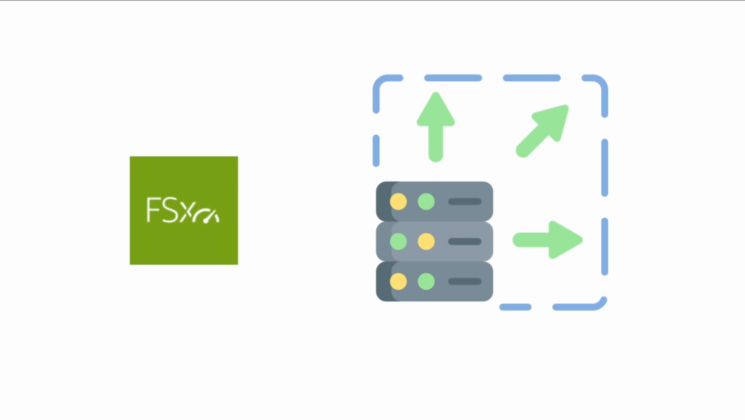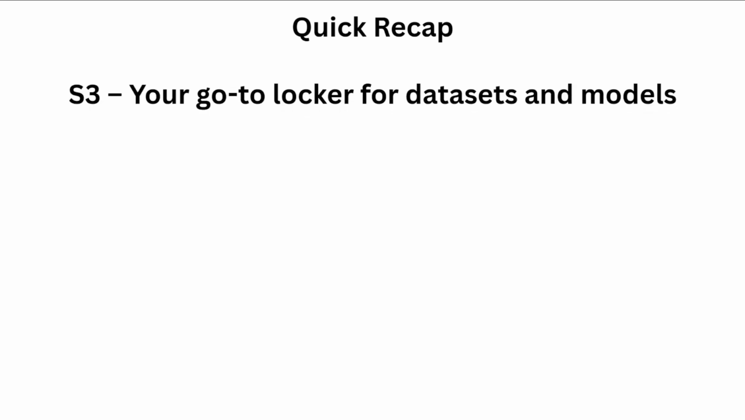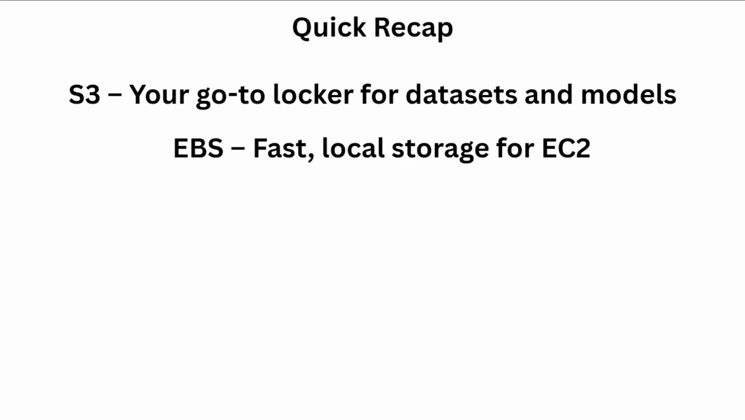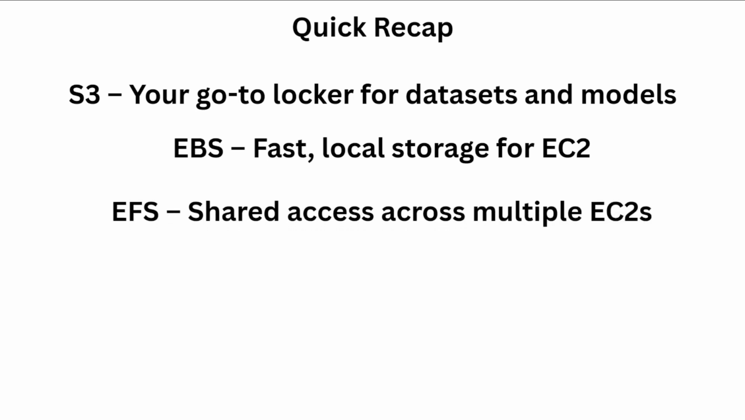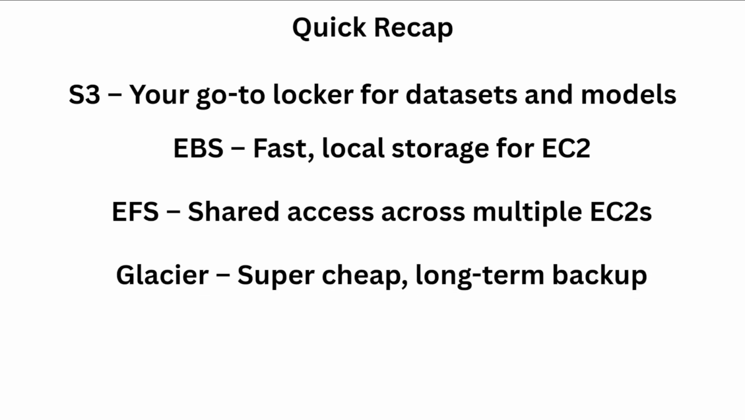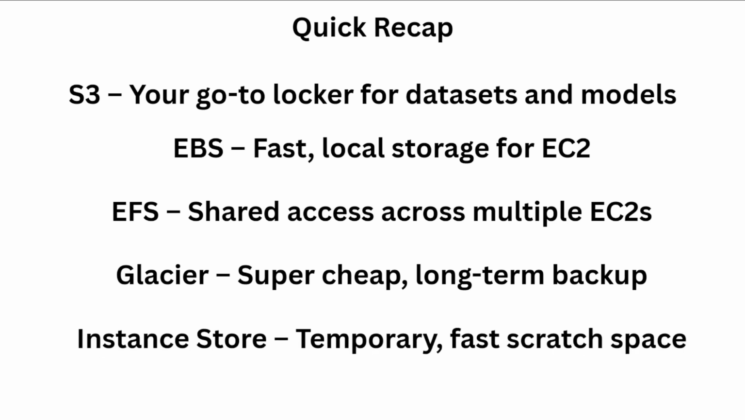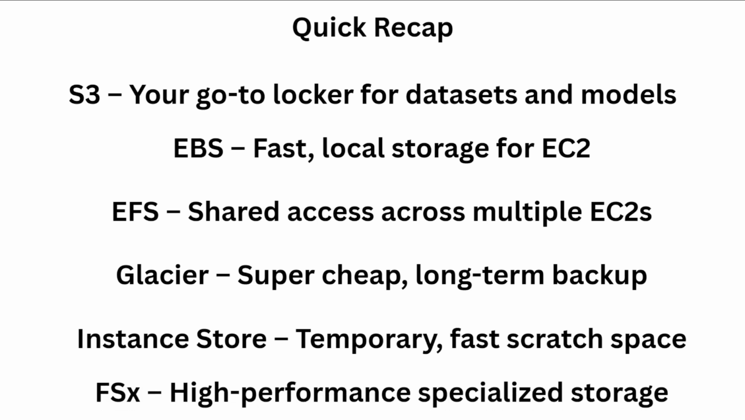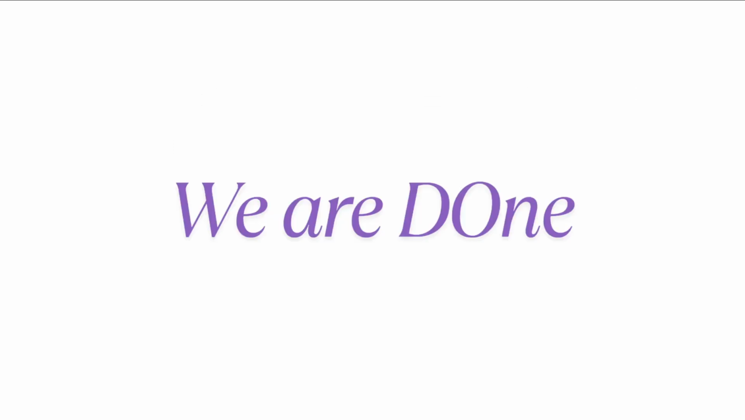Let's do a quick recap. S3 is your go-to locker for datasets and models. EBS is fast local storage for an EC2 server. EFS is shared access across multiple servers. Glacier is super cheap and for long-term backup. Instance Store is temporary and good for fast scratch space. And the very last, FSx, which is good for high performance specialized storage.